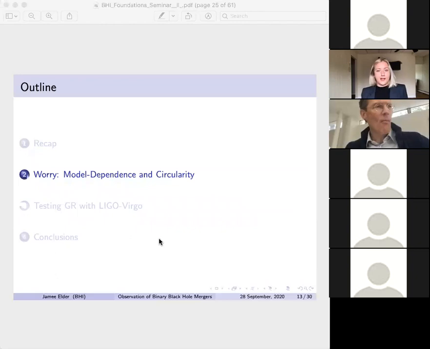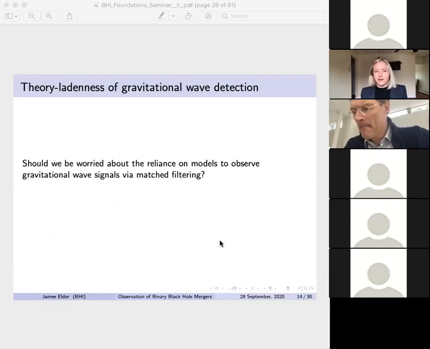Okay, so I think it's very natural to worry, based on the fact that I've said that both the detection of gravitational waves and the observation of binary black hole mergers are highly model dependent. There's an obvious concern that there might be a theory-ladenness or model dependence of the observation, and that this might be in some way problematic. So first of all, when it comes to the detection of gravitational waves, we can ask whether we should be worried about the reliance on models to observe these signals using that template matching process, or matched filtering.